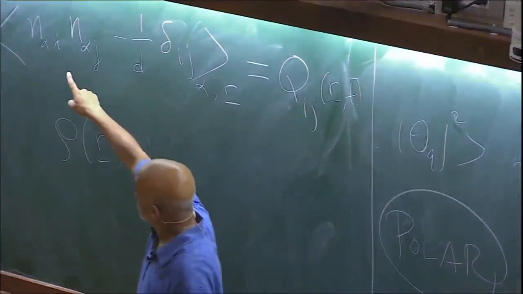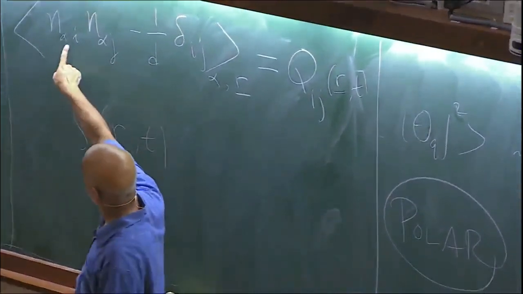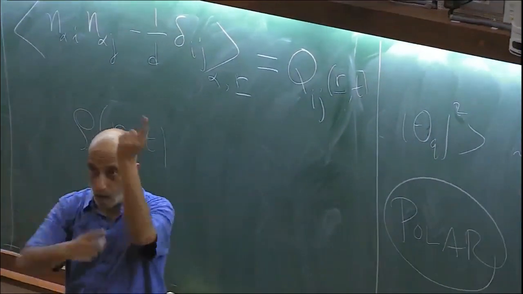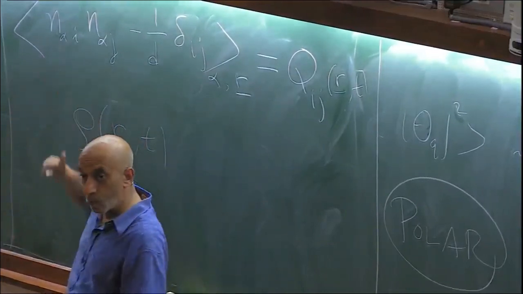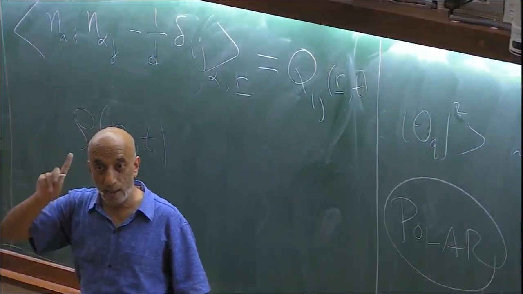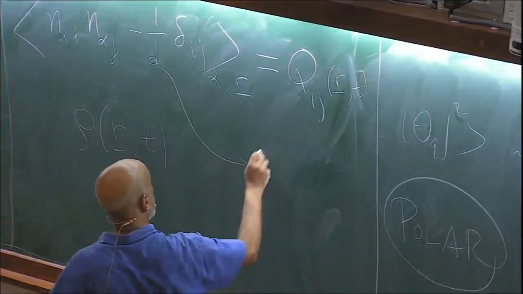By the way, you understand, it's quite clear, right? You know that if these guys were pointing every which way at random, average n_i n_j would be 1 over d times delta_ij in d dimensions. d is the space dimension.